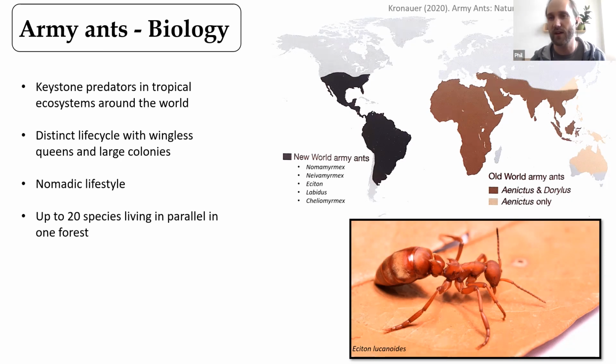They have a really nomadic lifestyle. So they move their nest. In most species, they move almost every day, except for certain life stage intervals. And fascinatingly, we can have roughly up to 20 species in one forest habitat living at the same time, which is surprising because you would expect they make each other a lot of competition and war going on. But it's actually not what's happening.